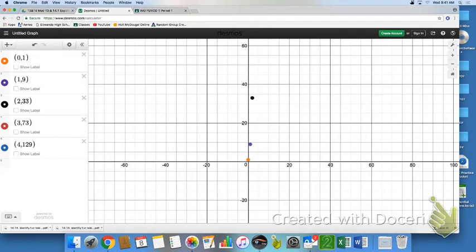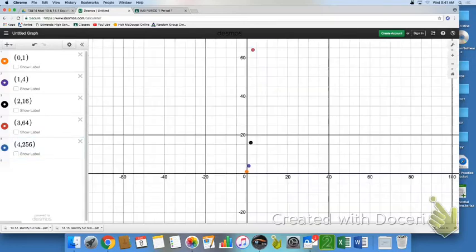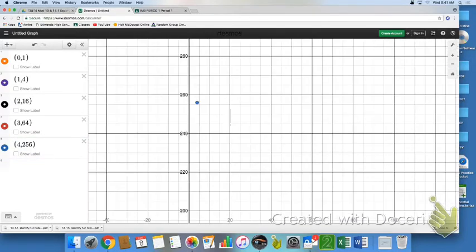And let's see, the first point is 0, 1, and then 1, 4, 2, 16, 3, 64, and 4, 256. So do you see my orange point is down here, the purple point is right here, black point is right there, there's the red point, and the blue point is way up here at 256.